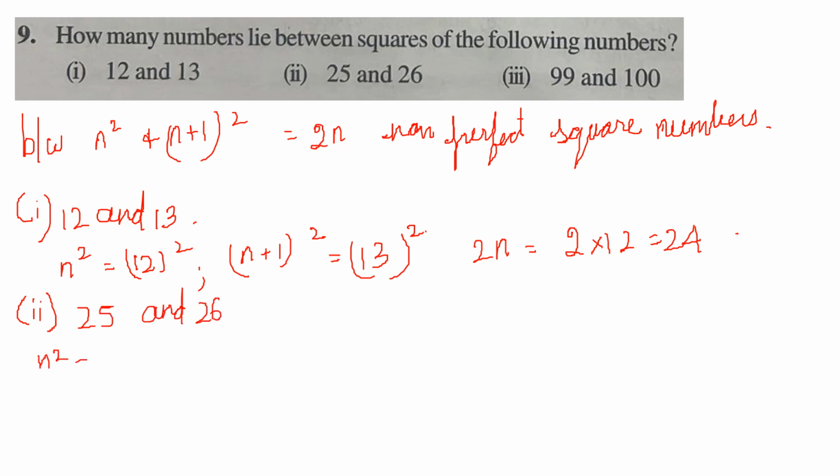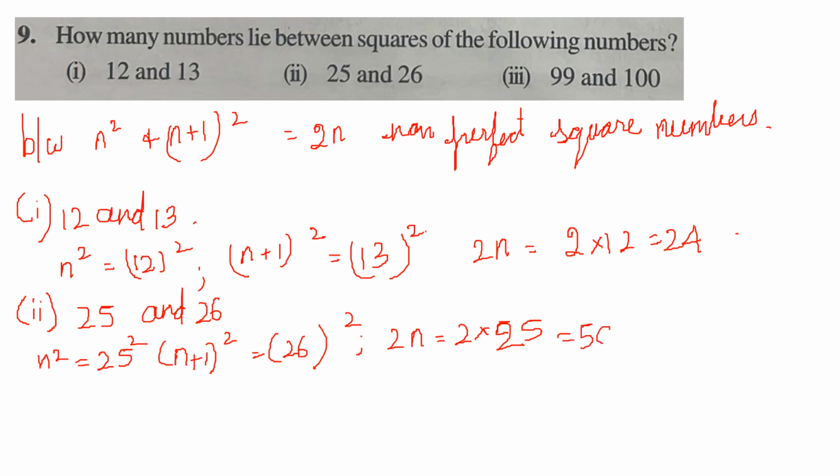Okay. The second question is 25 and 26. So your n square is equal to 25 square, and your (n plus 1) the whole square will be equal to 26 the whole square. Therefore, your 2n is nothing but 2 into 25, which is equal to 50. So there are totally 50 numbers between the squares of 25 and 26. Okay. So moving on to the third question.